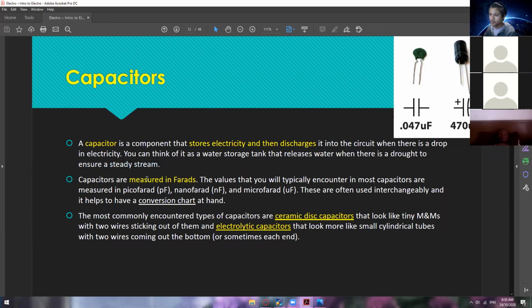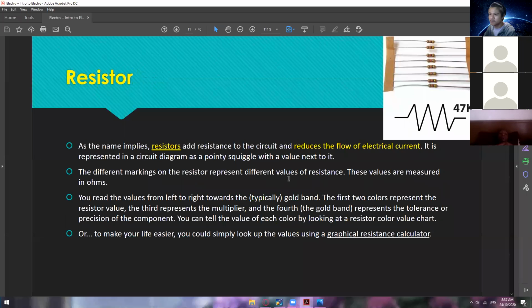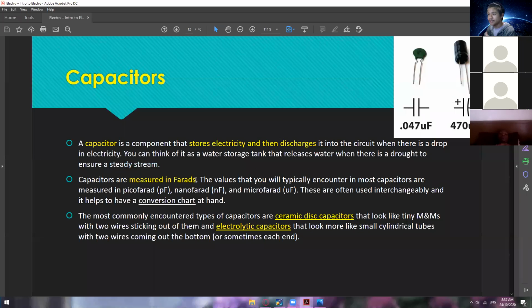So capacitors are measured in farads. I forgot, this one is measured in ohms. Okay, capacitors are measured in farads. So the values that you will typically encounter in most capacitors are measured in picofarad. Okay, and then some are nanofarad, and then the last one is microfarad. Mostly we measure in picofarads, which is the smallest value of capacitors, and then the biggest one is the microfarad. These are often used interchangeably, and it helps to have a conversion chart at hand.